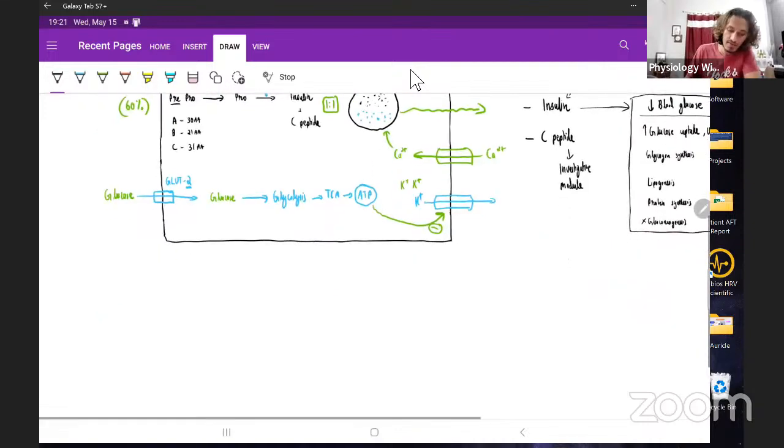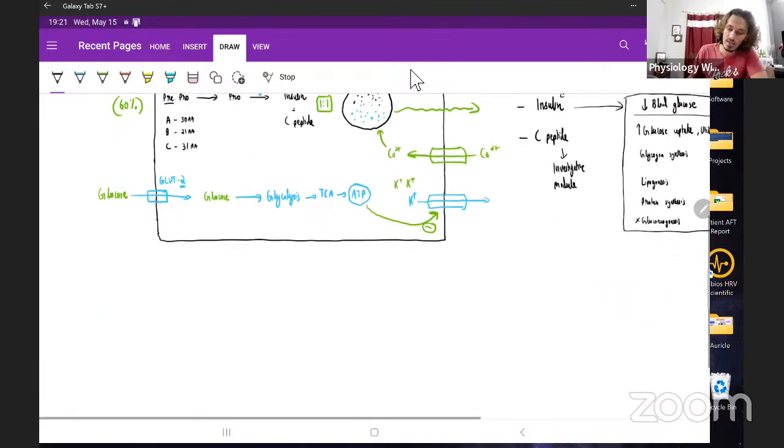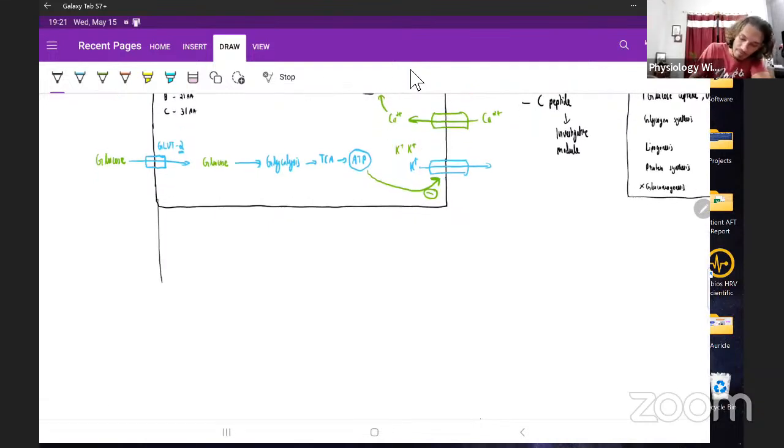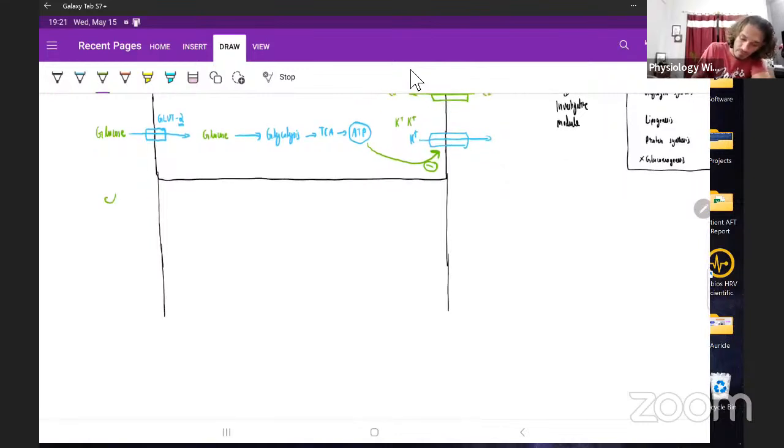Okay, so next, beyond beta cells, we'll go to the next cells. That is your alpha cells. Your alpha cells are the next majority, around 25%. The alpha cells have a pro-glucagon. So this is a large peptide which is there.